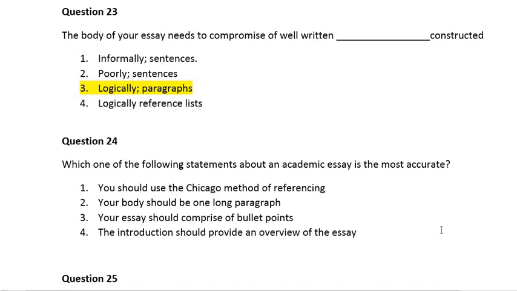Question 24. Which one of the following statements about an academic essay is the most accurate? Number 1, you should use the Chicago method of referencing. Number 2, your body should be one long paragraph. Number 3, your essay should comprise of bullet points. Number 4, the introduction should provide an overview of the essay. So here guys, the correct answer is number 4, which is the introduction should provide an overview of the essay.